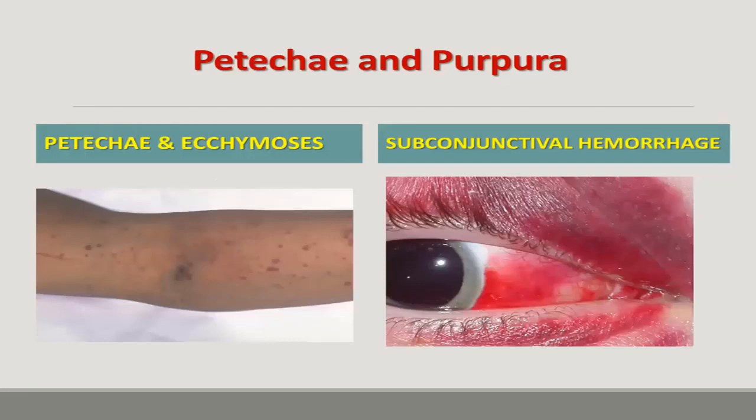In this picture, you can see on the left side fatigue and ecchymosis, while on the right side, the subconjunctival hemorrhage. This is a serious sign, which is a herald sign for CNS bleeding.